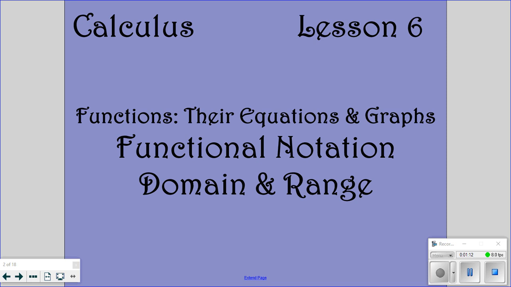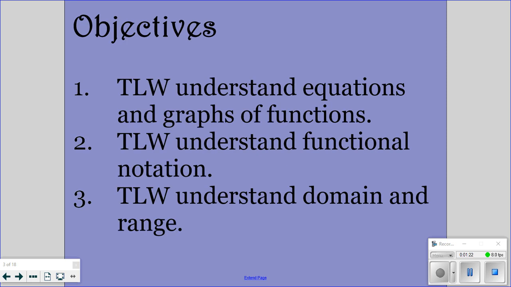So we're looking at lesson 6 in calculus today. We're going to look at functions, functional notation, and domain and range. Hopefully you'll understand equations and graphs of functions. You'll remember functional notation either from pre-calculus or algebra 2, and you'll hopefully have a little bit of a memory of domain and range. Maybe even from biology you might have dealt with a little bit of domain and range, but you should have a vague understanding of at least some of this stuff.